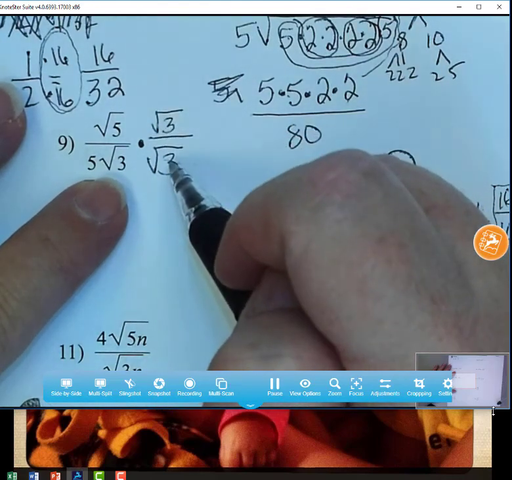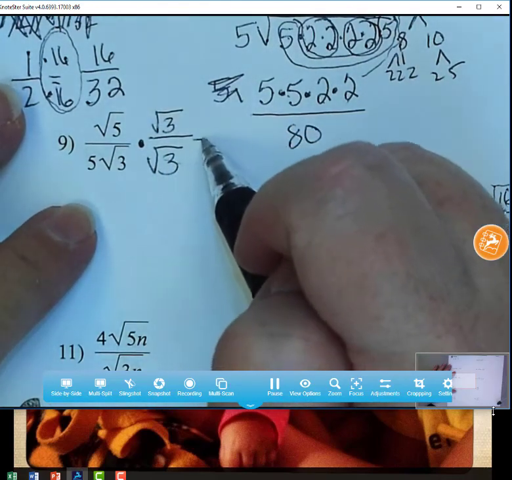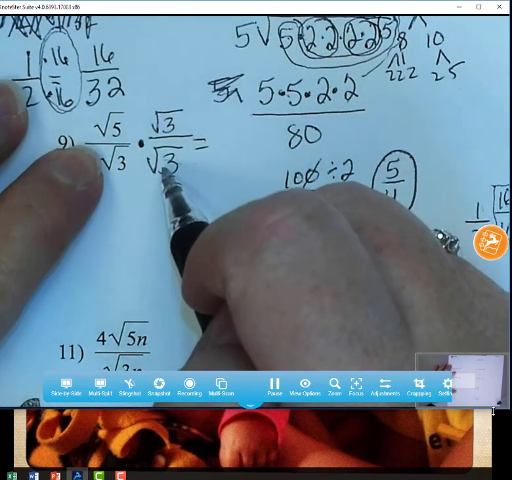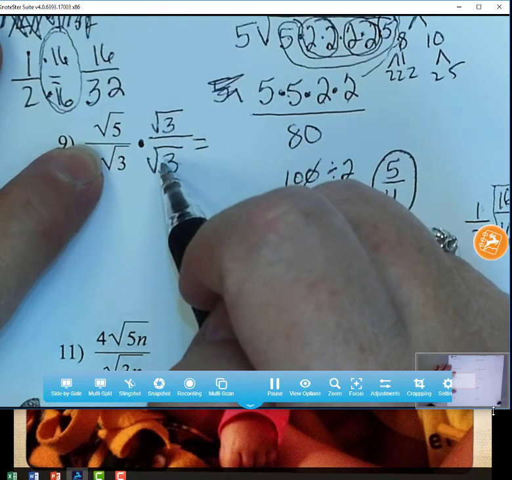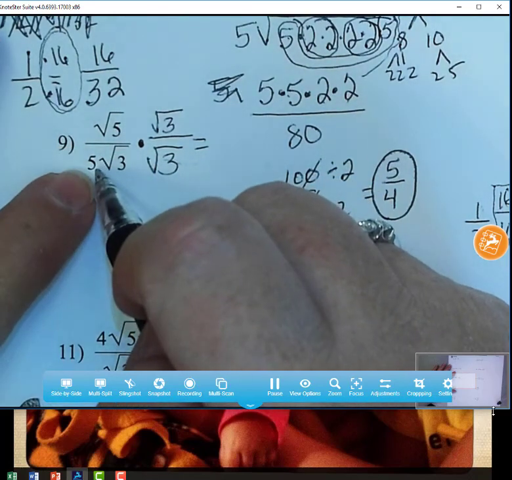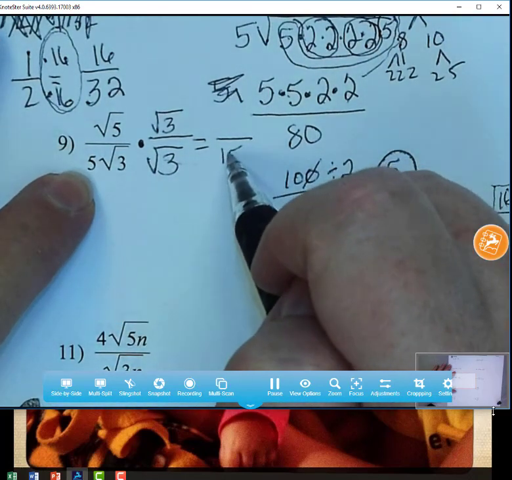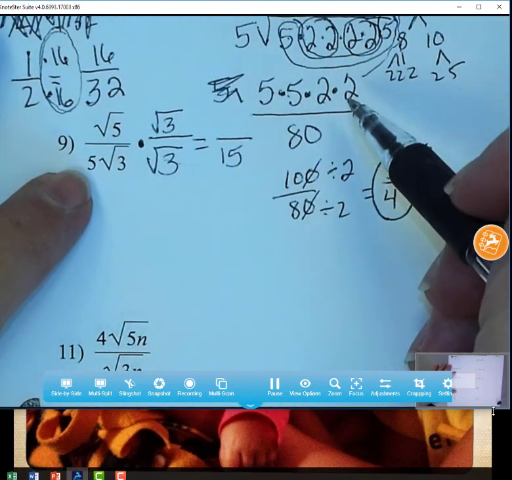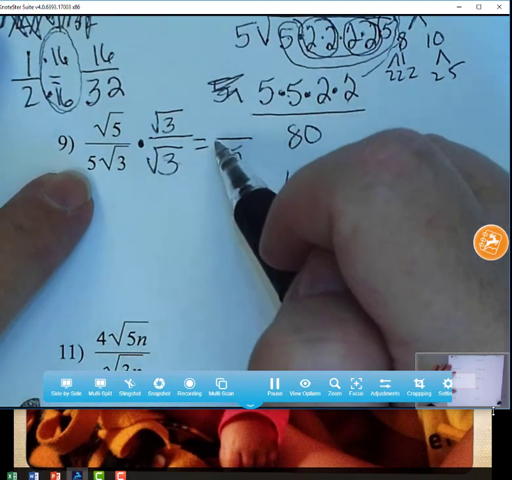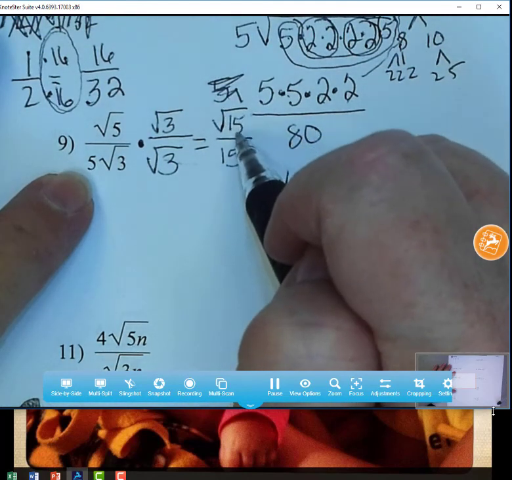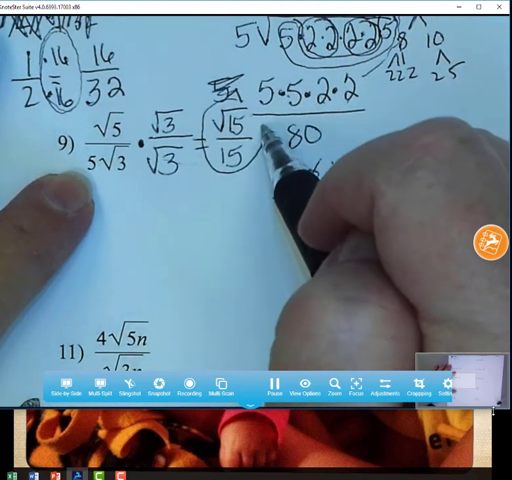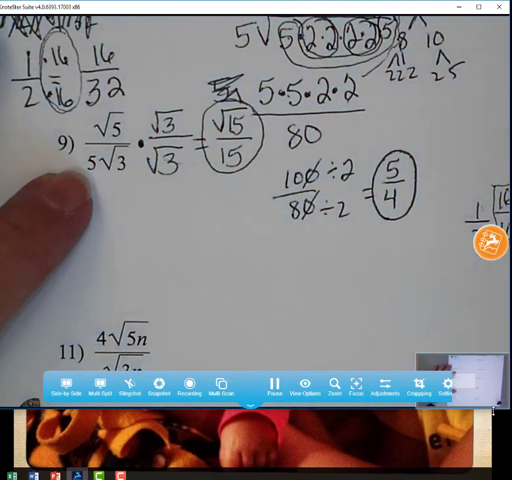If I multiply the bottom, I have to multiply the top. So what is the square root of 3 times the square root of 3? 3. And what is 3 times 5? 15. And what's the numerator going to be? The square root of 15. And that's done. That one made sense?